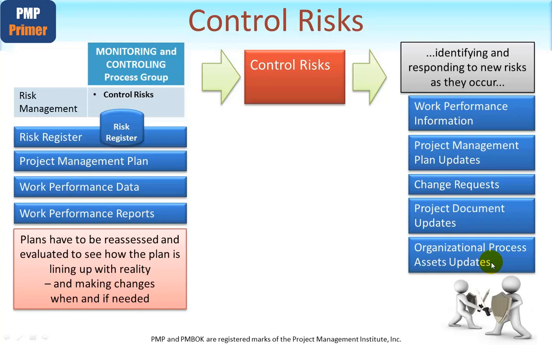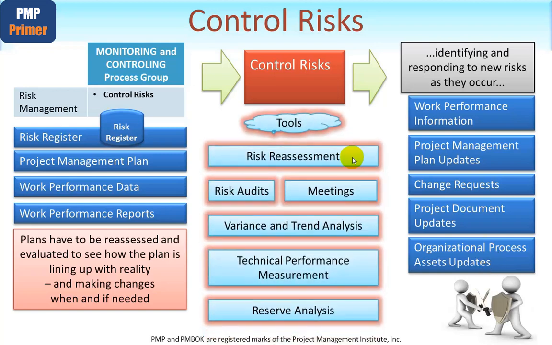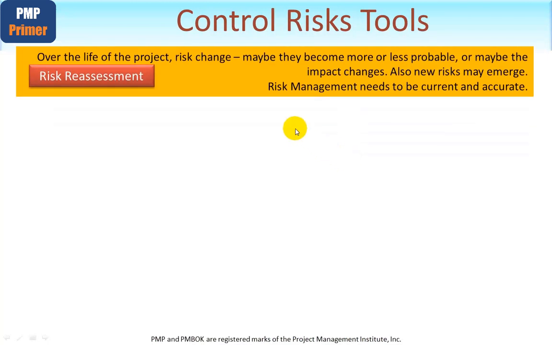Checking out the tools. I'm going to cover all of these in the next slide, so we'll work through them then. Please note that there are 6 in total. Let's deal with them one at a time, starting with risk reassessment. Now, over the life of the project, as I've mentioned already, risks can change. Maybe they become more or less likely, or maybe the impact changes, higher, lower, or the impact is different in some way.